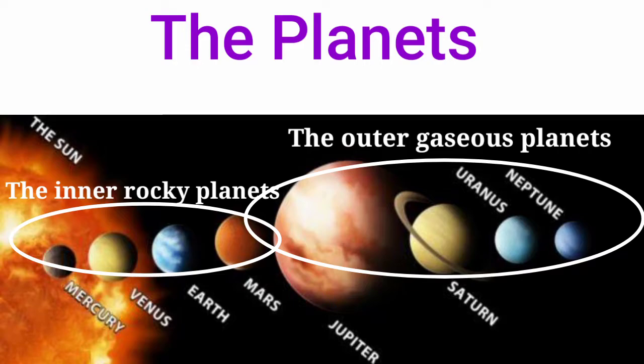If you see the picture, you can understand that the inner planets are very small compared to the outer planets. Also, one fact is that they have very few or no moons, but the outer planets have a ring system around them and a large number of moons.